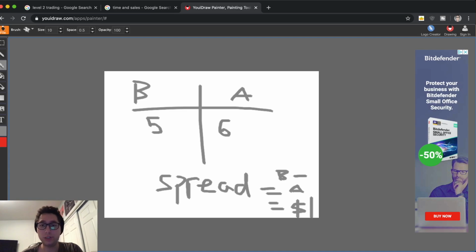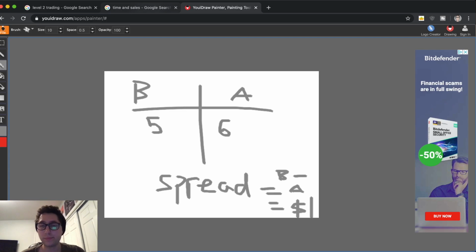And if you look at the equation, bid minus ask, ask minus bid, it doesn't really matter. It's the magnitude of the difference. There's no direction of the number. It's just the hard magnitude of the number. So it's always positive. There's never really a negative spread, at least I've never heard of that.